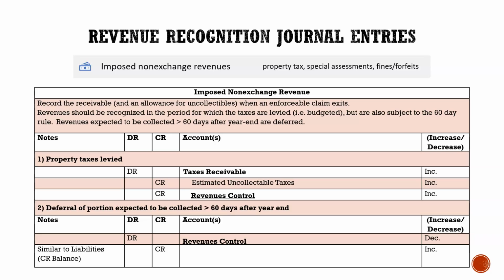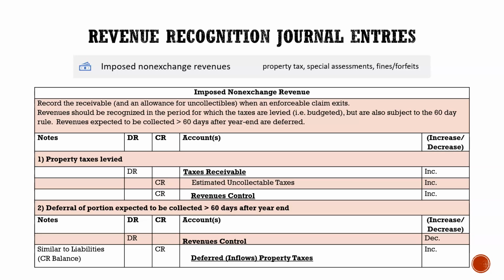So we're going to debit revenues control, which is the opposite here. We're going to take away from our revenue account, and we are going to credit deferred property taxes. This is almost like unearned revenue. It's just a deferred revenue account. It's kind of a liability account.